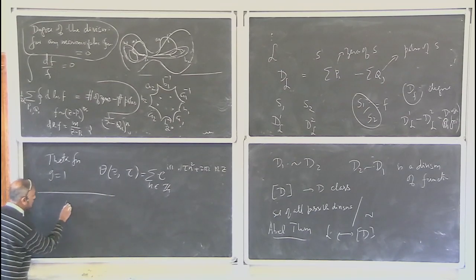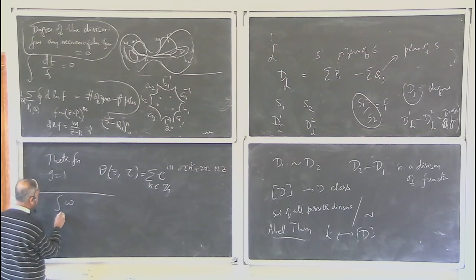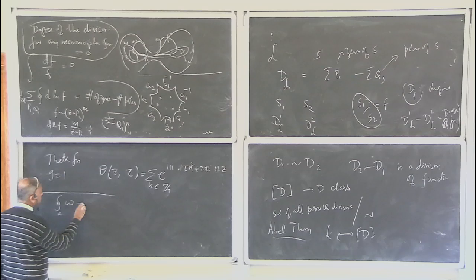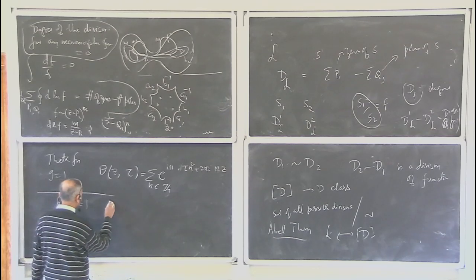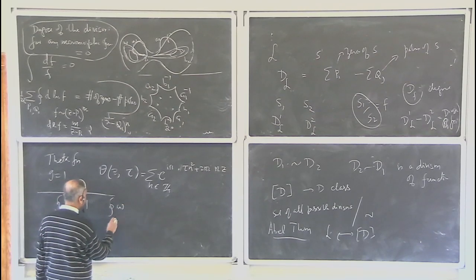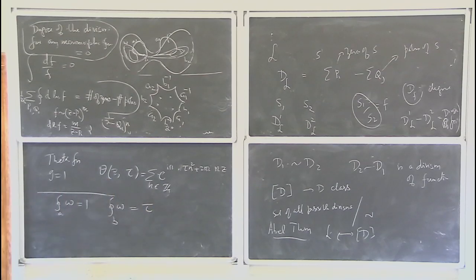At g equal to 1, you had only one abelian differential, omega, and you normalize it so that the integral around the A cycle is equal to 1. That you can always do. Whatever it is, you can divide by that number. Then the only quantity left over is the integral around the B cycle, and that is some complex number tau. But there's only one. Now what happens for higher genus?